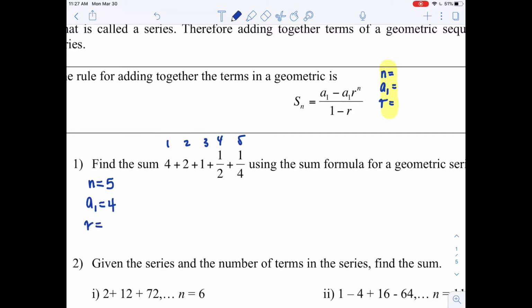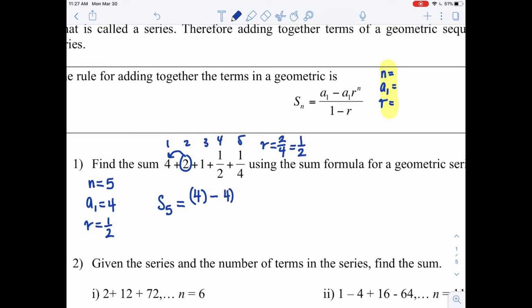Okay, we need to know what's our first term. In this case, it's 4. We need to know what's the common ratio. What are we constantly multiplying by as we go from 4 to 2 and 2 to 1? Remember, if you can't see what the common ratio is, always just take a number and divide by the previous number. 2 over 4, or 1 over 2, or 1/2 over 1. Either way, you'll see the common ratio is 1/2.